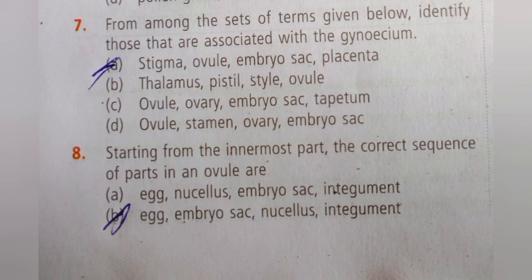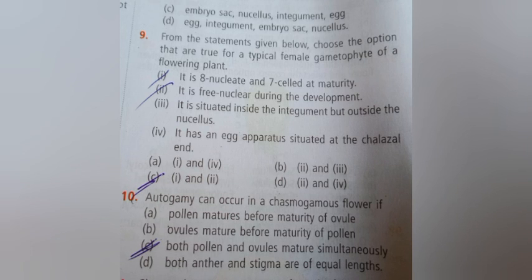Next question, ninth question. From the statements given below, choose the options that are true for the typical female gametophyte of a flowering plant. The answer is option 1 and 2. It is 8 nucleated and 7 celled at maturity, and it is free nuclear during the development. These are the two correct options regarding the female gametophyte. The next is the 10th question.